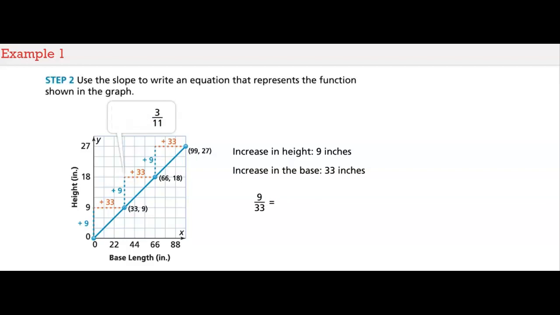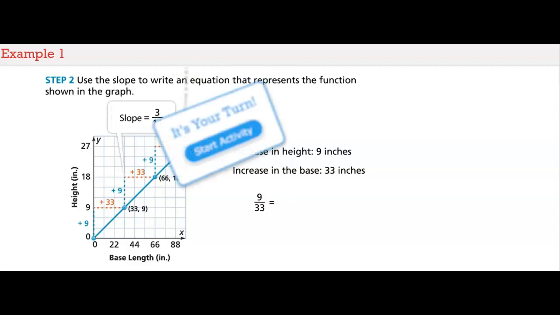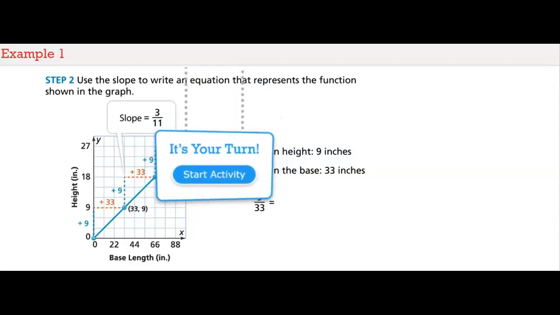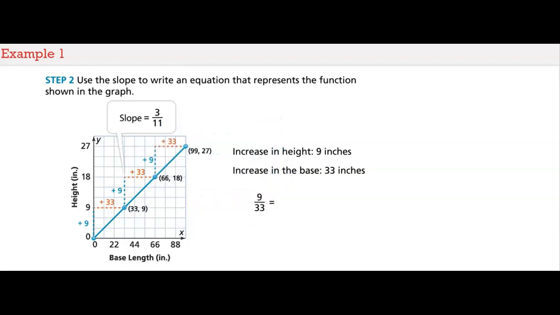Now, let's use the slope to write an equation for the function shown in the graph. The equation is y equals 3/11 times x. Y represents the height. X represents the base length. And 3/11 is the slope.